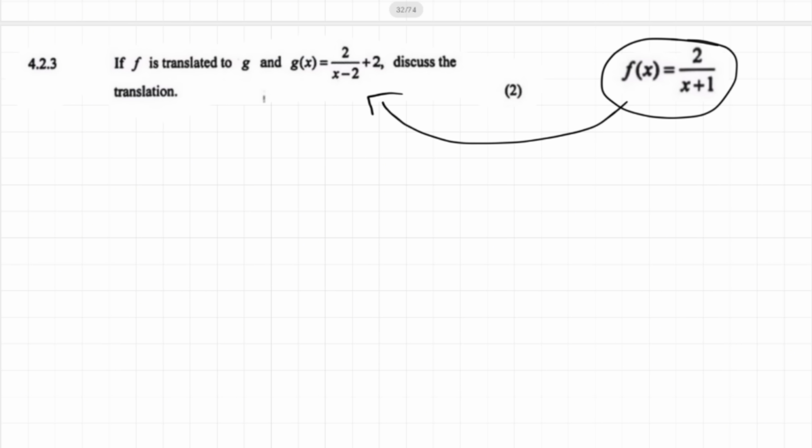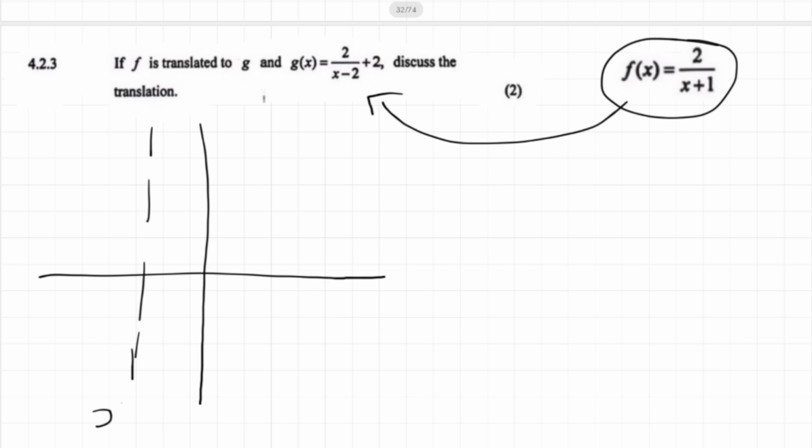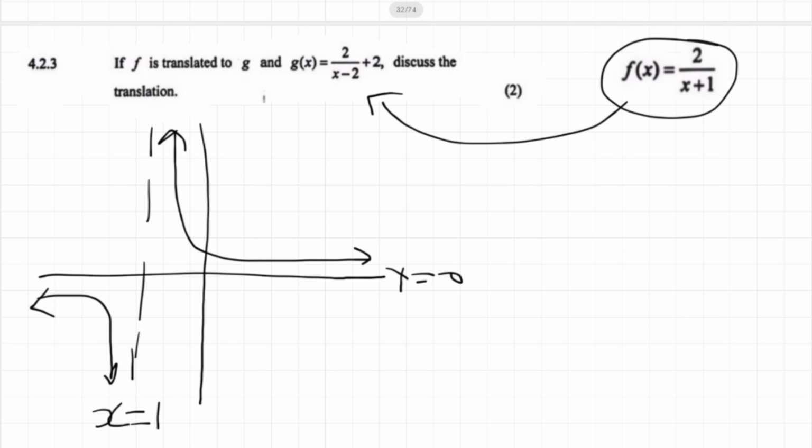Let me just try to draw those two graphs. The graph of f, initially, was like this. We have x equals -1. And our graph moves something like that. I don't want to focus on the x-intercept. It moves something like this. Here our y was equal to 0. This was the graph of f, actually. Perfect.